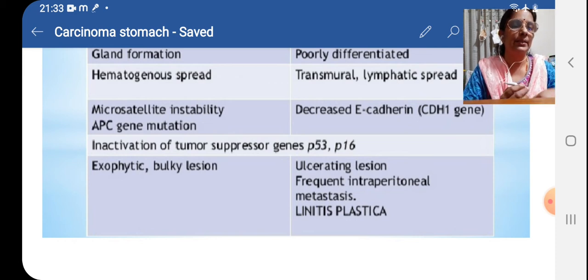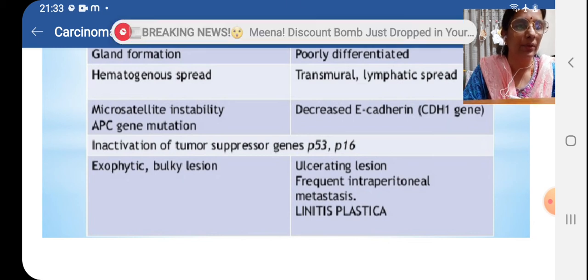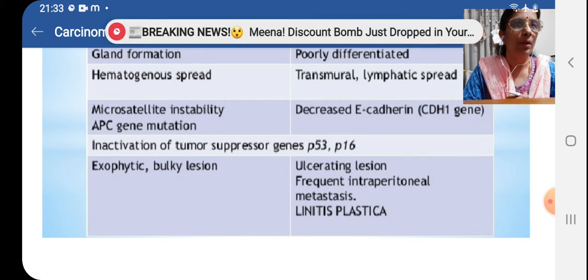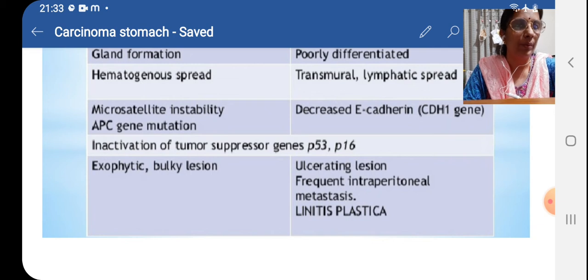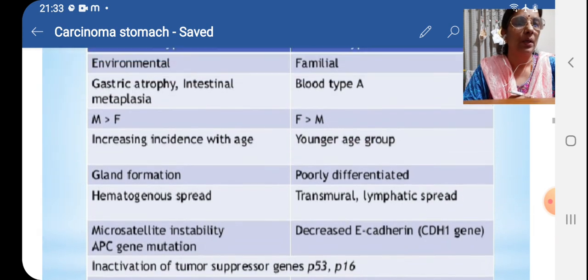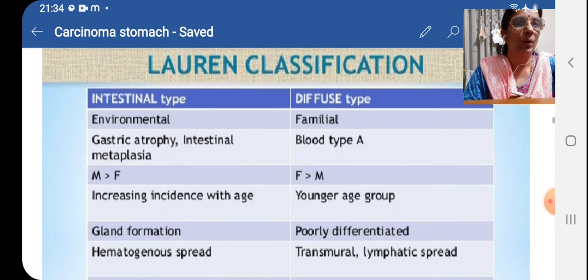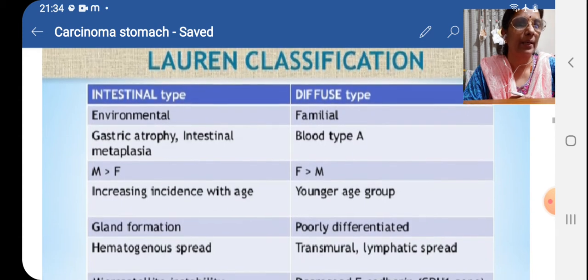The other one, linitis plastica, is a type of carcinoma stomach. In this, the whole stomach wall is involved. That is called linitis plastica. It is an ulcerative lesion with frequent intraperitoneal metastasis. As I have already told, it is a poorly differentiated carcinoma, that is the diffuse type, with a very, very bad prognosis. So Lauren classification: diffuse type and intestinal type.